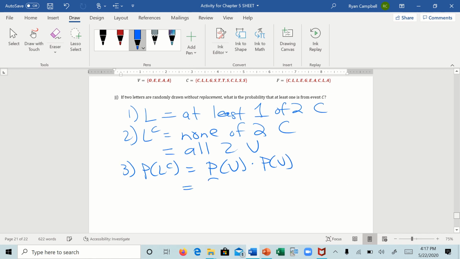So the first one's a vowel, that's 5 out of 17. It's with replacement, or sorry, without replacement. So we have 1 less letter, which is 16. And since the first one took it from a vowel, we have 1 less vowel as well. So now we have 4 out of 16. When we multiply that out, we end up with 0.073529.